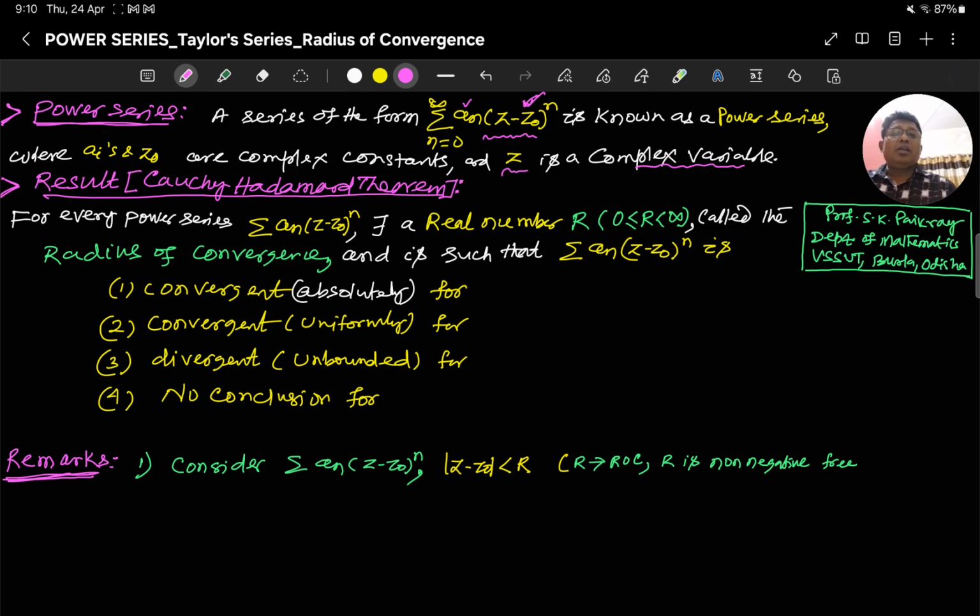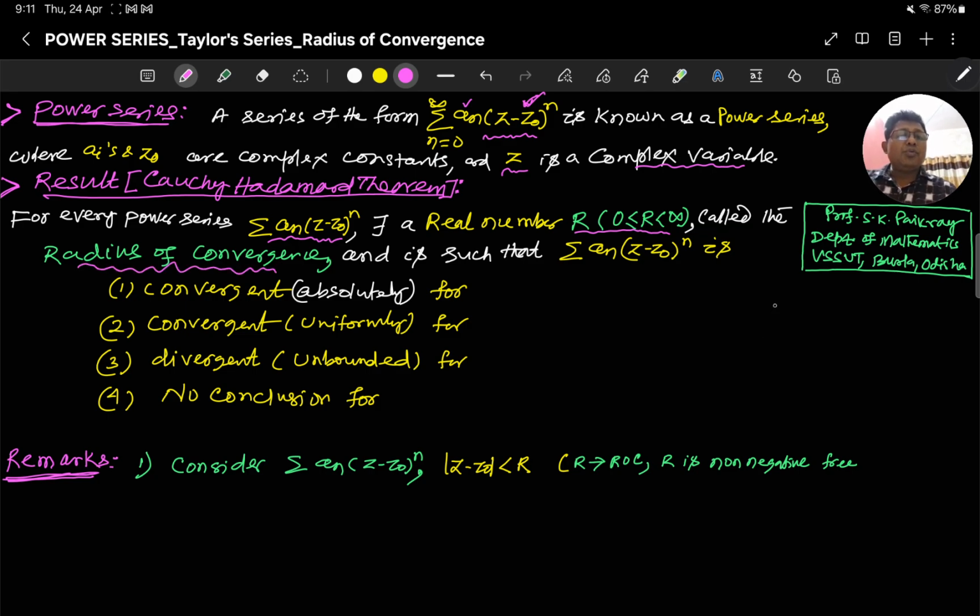Now every power series summation a_n (z minus z0)^n is valid within a region of convergence. So we can say if summation a_n (z minus z0)^n is a power series, there exists a real number r, with 0 less than or equal to r less than infinity, and this r is called the radius of convergence of this power series.